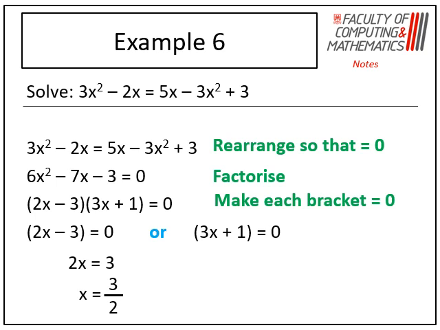On the right hand side, you have 3x plus 1 is equal to 0. So you are going to take 1 from both sides, so you end up with 3x is equal to -1. And then to get x on its own, you are going to divide by 3. So you end up with x is equal to -1/3. So your two answers are x is equal to 3 over 2 and x is equal to -1/3.